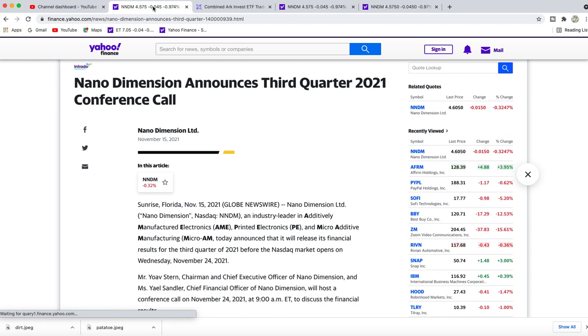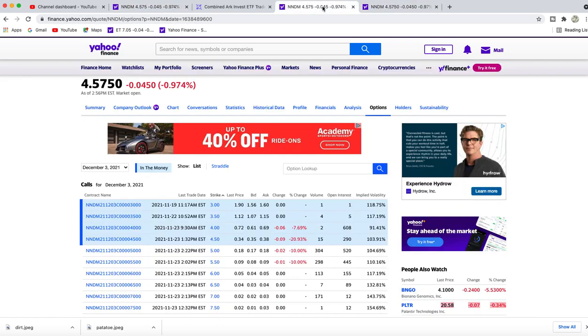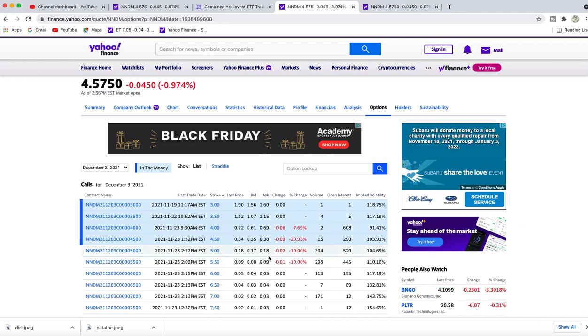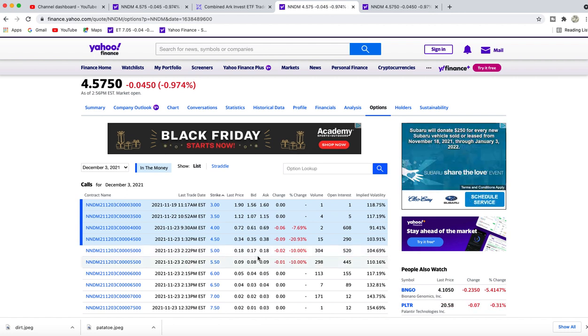Earnings are tomorrow morning. Based on this call here, earnings are first thing in the morning before the market opens. I want you to keep that in mind. And the only thing you're risking is what you paid when you bought the option. I'm not talking about a covered call now. I'm just talking about buying the option. You can do a covered call against your position too.